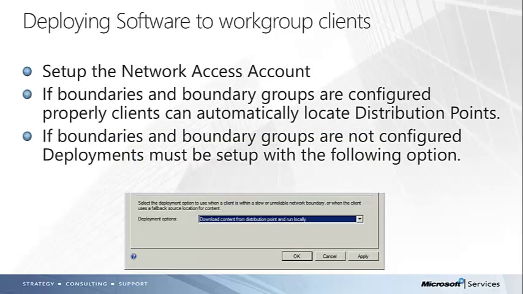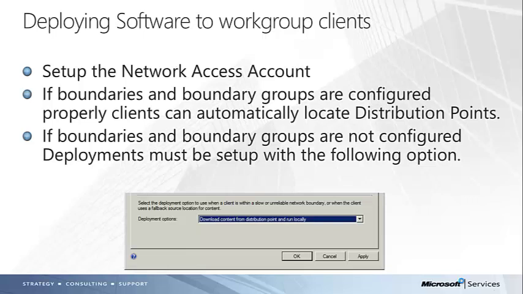Deploying software to workgroup clients: in order to deploy the software to the workgroup clients, you must have the network access account set up. The network access account is the account used when the client connects to the distribution point. During the connection, it has to get authenticated, so the account used for authentication to this particular share on the distribution point URL is the network access account. It will be a domain user account, and the workgroup machine can use that account to connect to a distribution point content location.